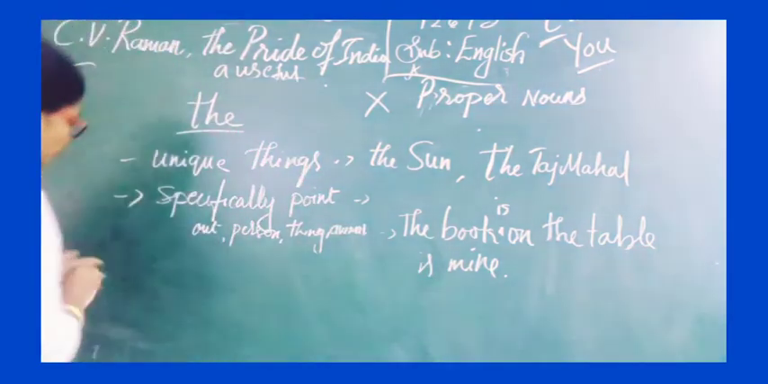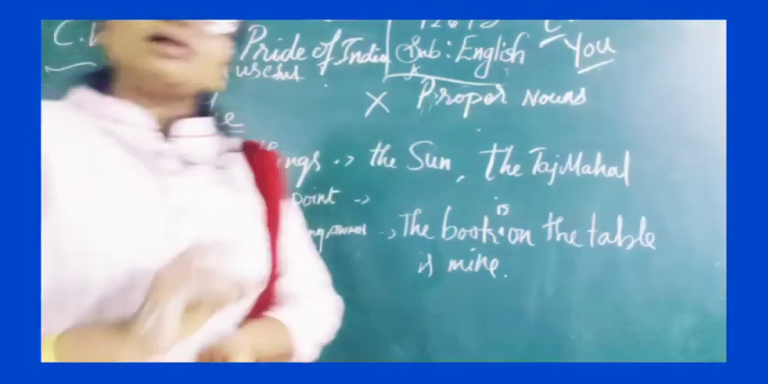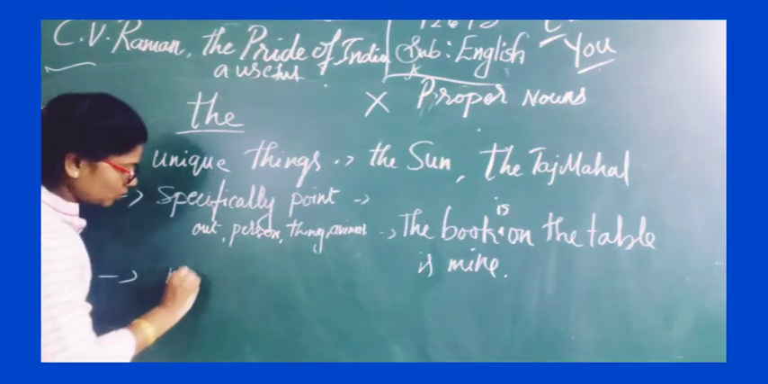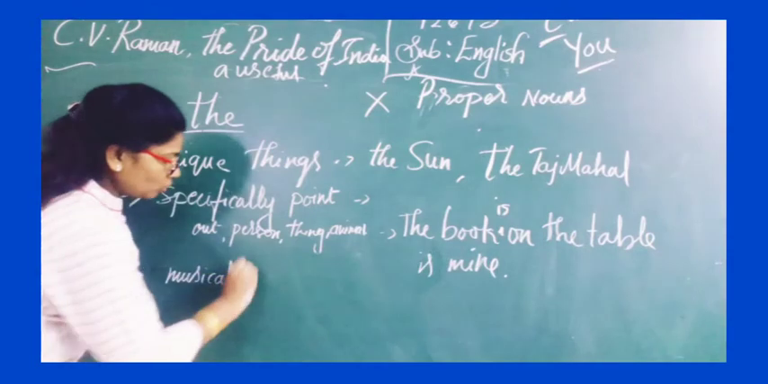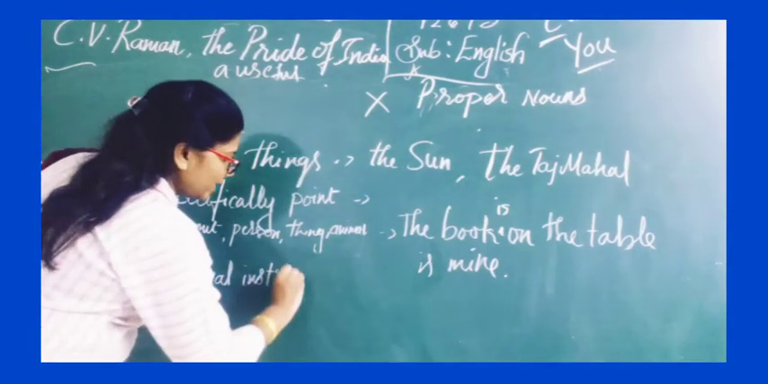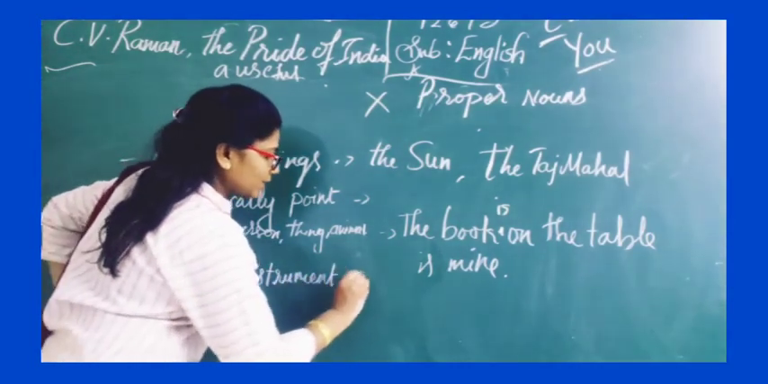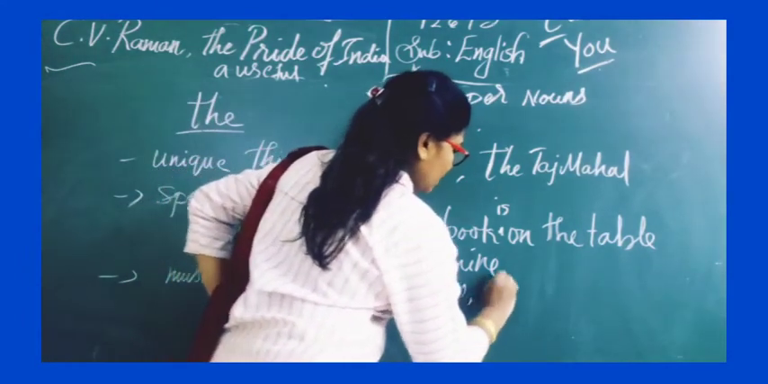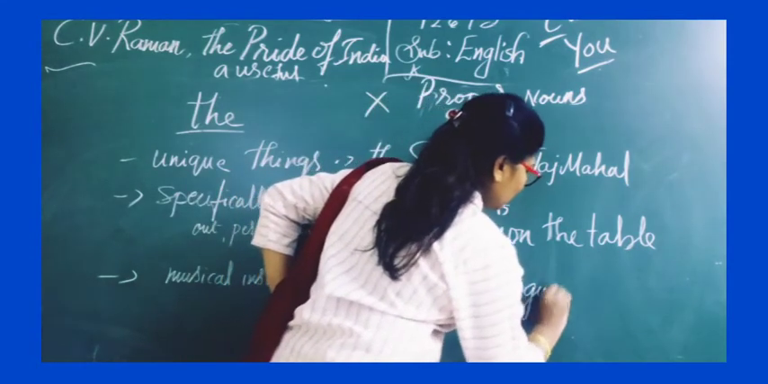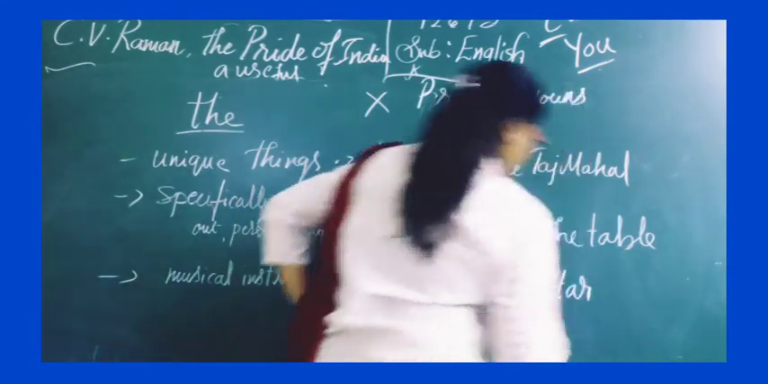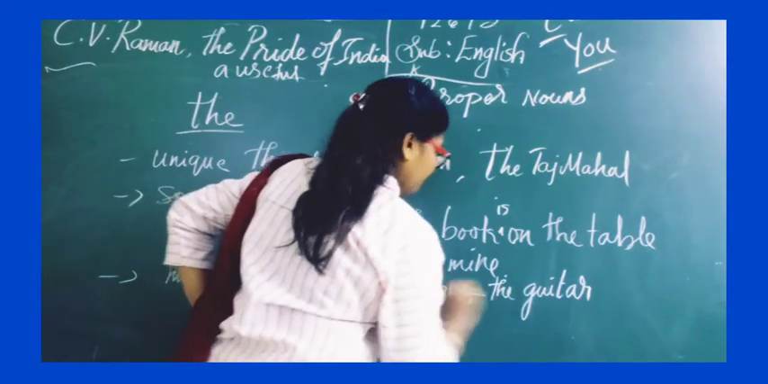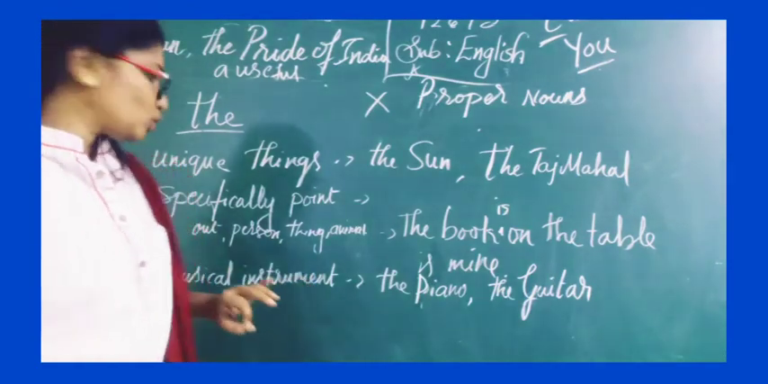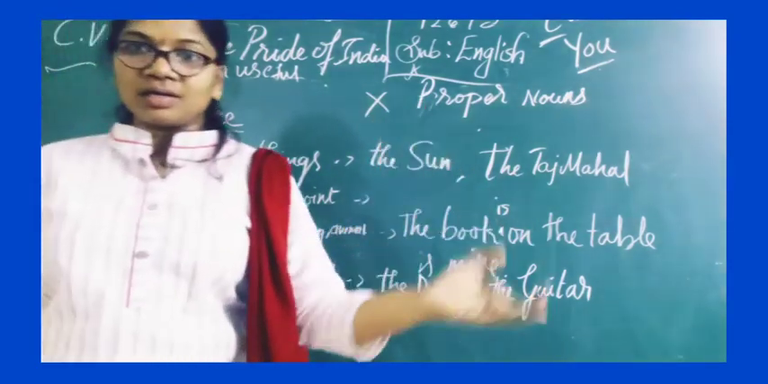And next, when do we use articles? Okay? Article the. We use article the before musical instruments. Before the musical instruments, please use article the. For example, the piano, the guitar. You cannot say, bring me a piano. Okay, I'm playing a piano, absolutely wrong. You should use the piano, the guitar.